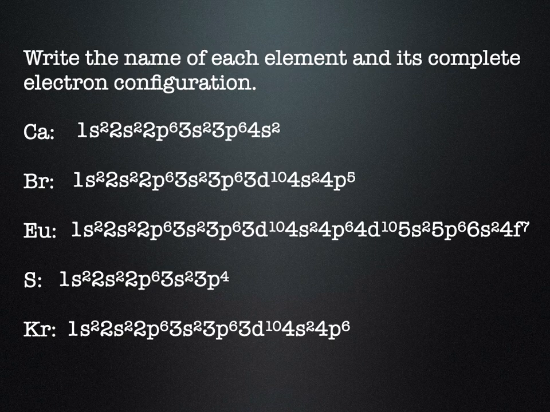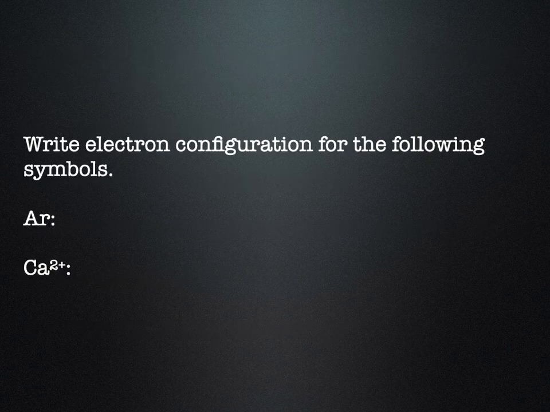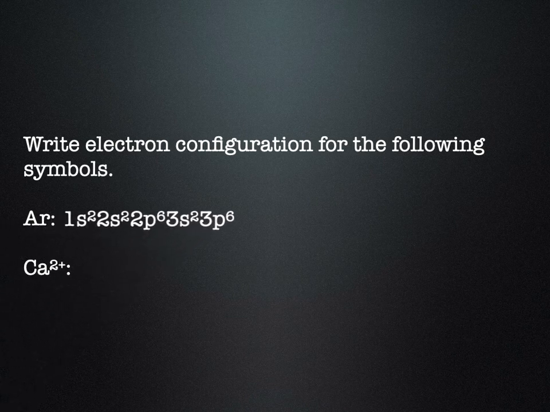Okay, so let's take a look at another setup. So let's do one more of these. So do an electron configuration for argon, and then go ahead and pause the video and put that up there. Okay, so there's your electron configuration for argon, 1s2, 2s2, 2p6, 3s2, 3p6. And then we have something we haven't seen yet. So that's calcium 2 plus ion. It's a cation, it's positive charge. So think about how many electrons that would have to have. And then write out an electron configuration for that calcium 2 plus cation.